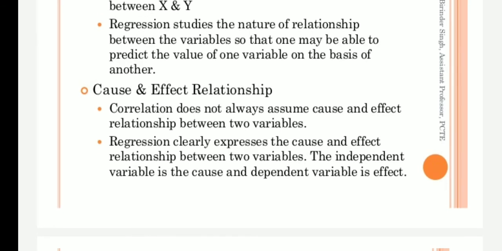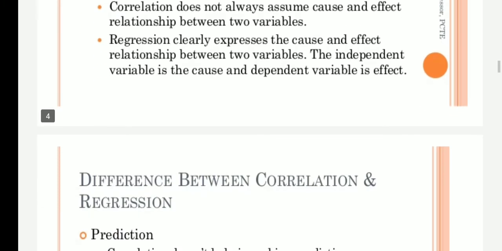Correlation does not always assume a cause and effect relationship between any two variables. In the sense, if you give any two sets of values, you can calculate the correlation. The relation is immaterial. It gives one figure. So it does not assume cause and effect at all. But regression clearly expresses the cause and effect relationship between two variables. The independent variable is the cause and the dependent variable is the effect.